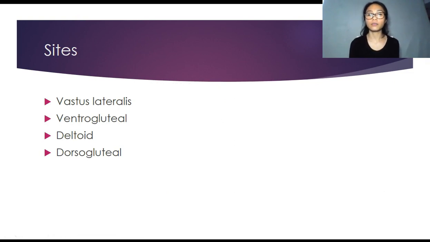So our sites of muscles that we can pick are the vastus lateralis, the ventrogluteal, the deltoid, and really only in mental health sites is when we use the dorsogluteal site.